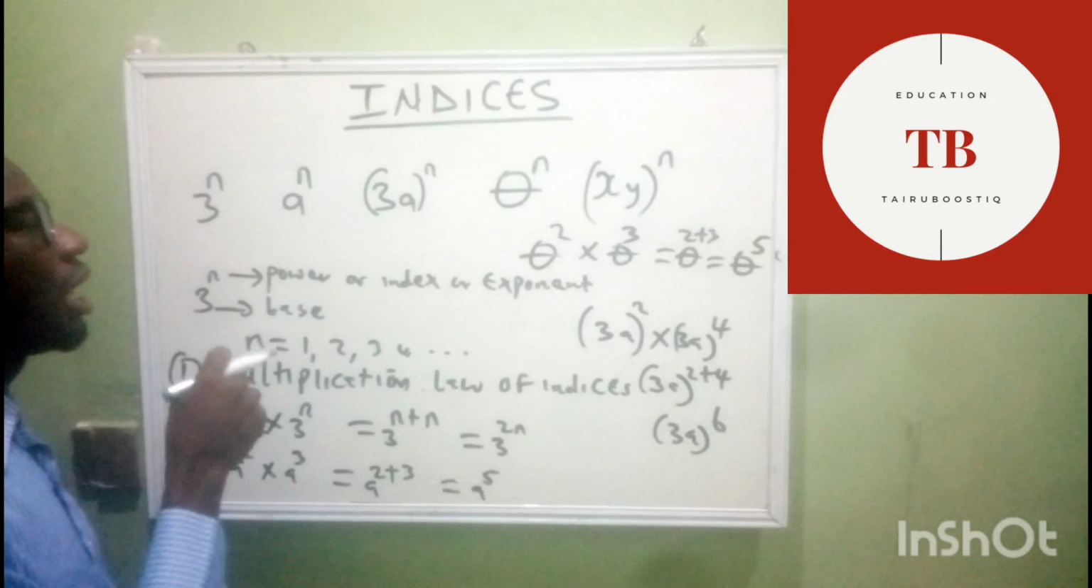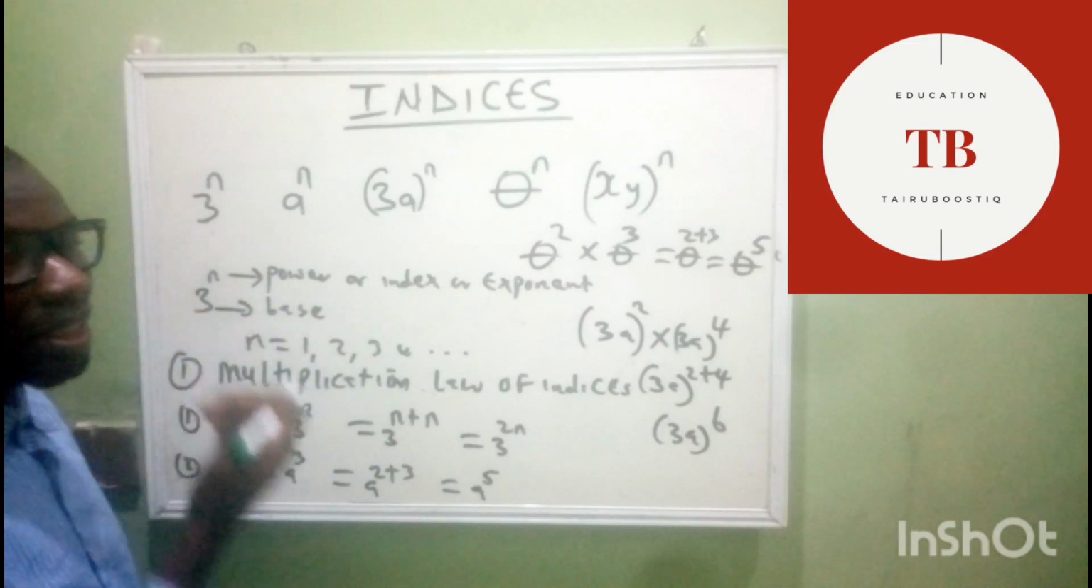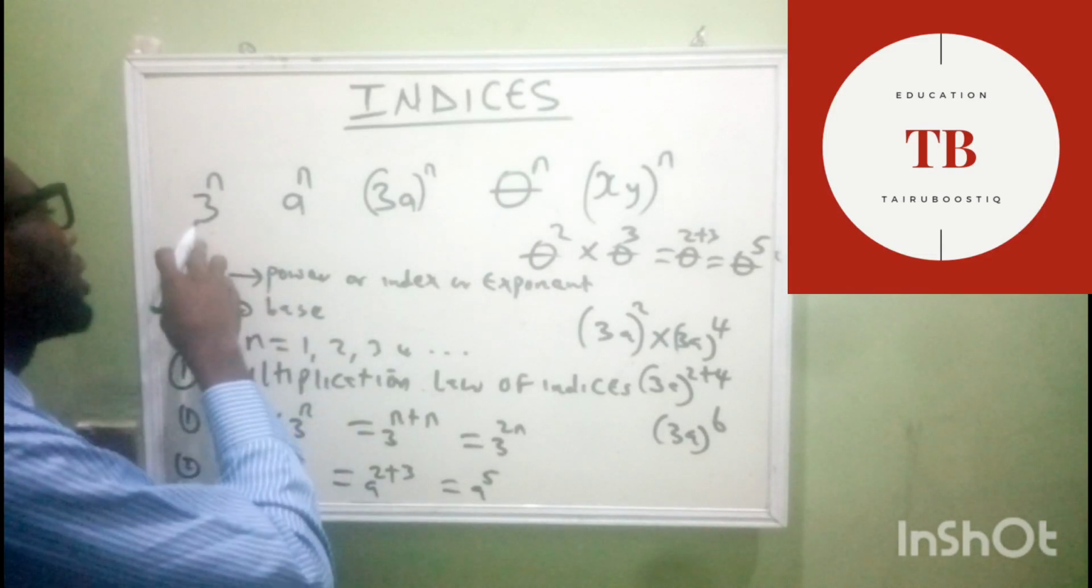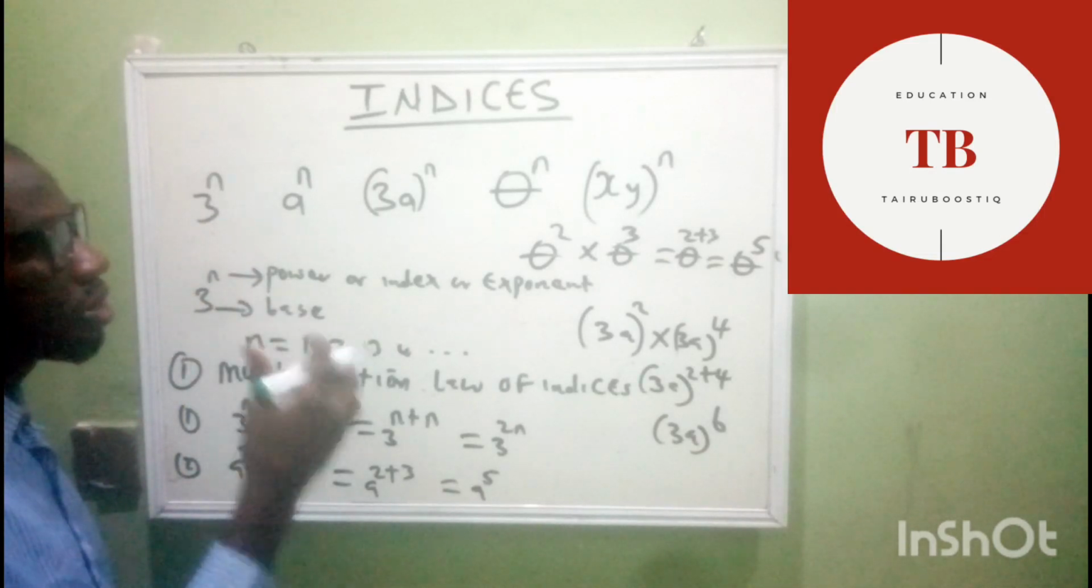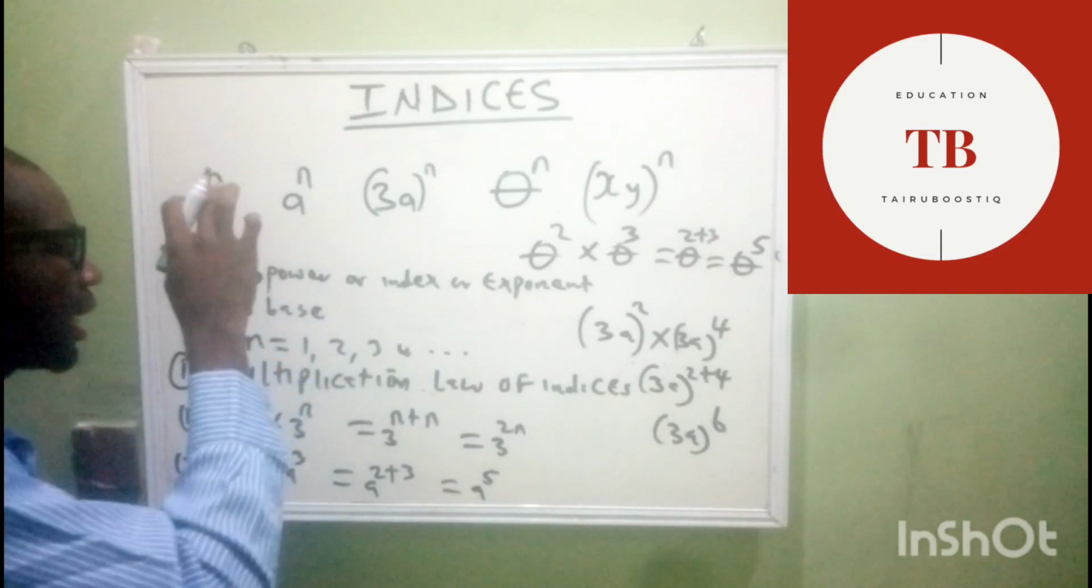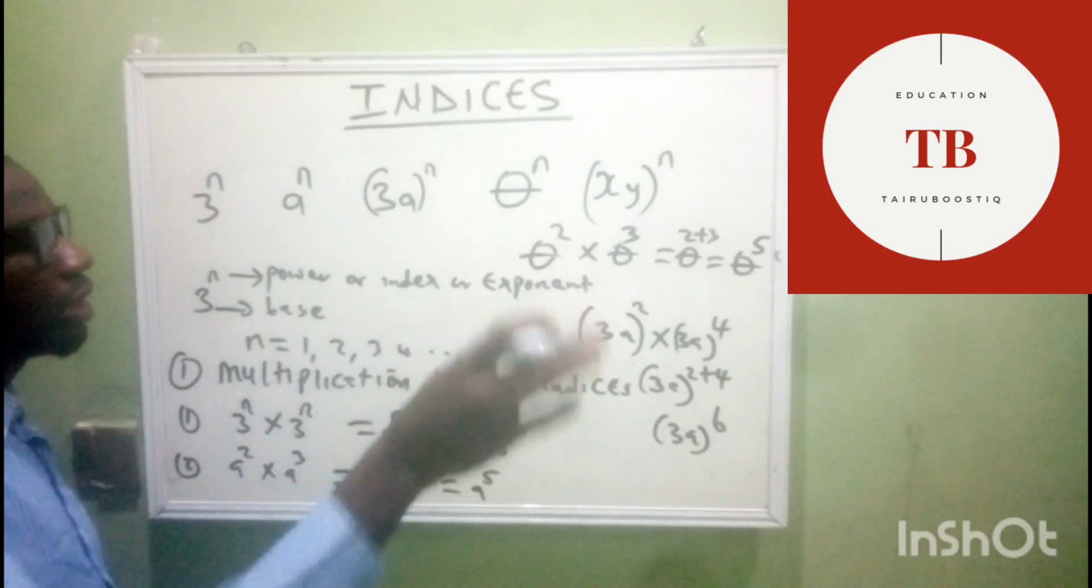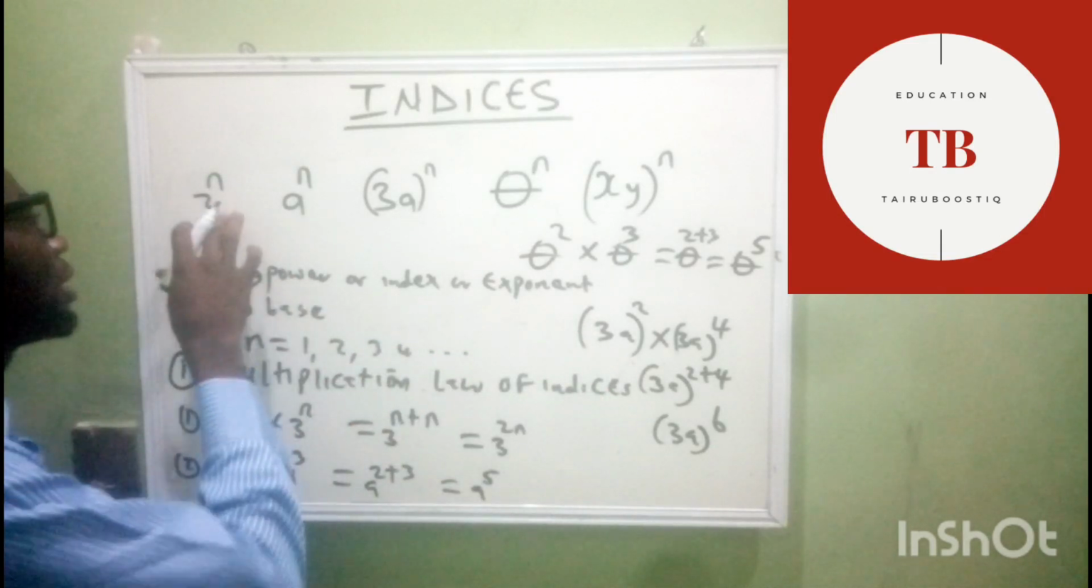For now, we have understood the definition of indices as the way of writing or shortening a number multiplied by itself. And we say that the n starts from 1, 2, 3 to infinity, while the 3 stands for the base.